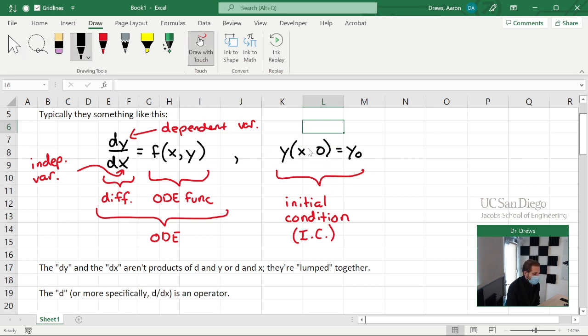It could be anywhere. All it means is that we know the value of Y at some particular value of X. It's exceedingly rare that we don't know it, or that we know it anywhere other than 0. We just tend to know stuff at 0 from the way that we set up problems.